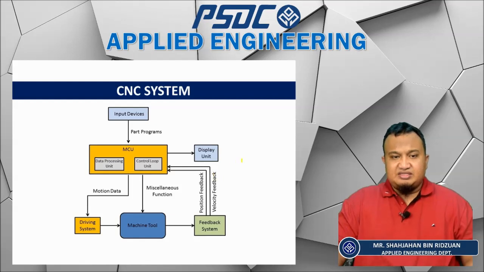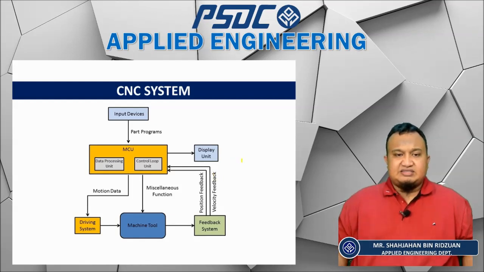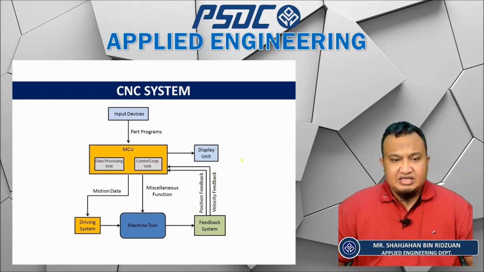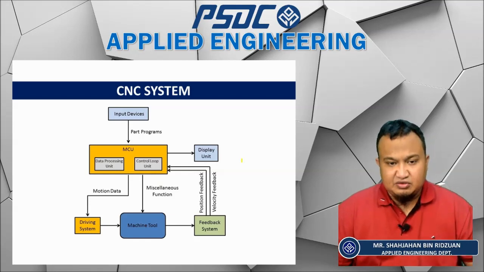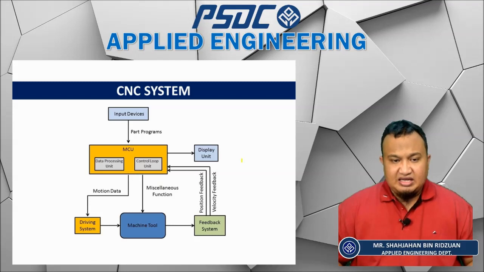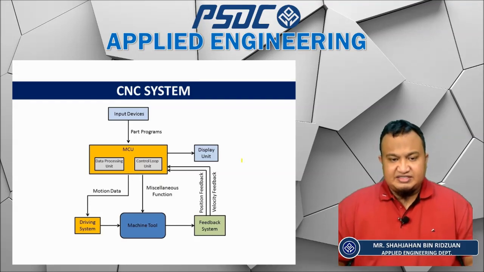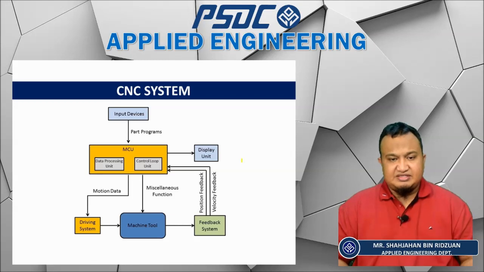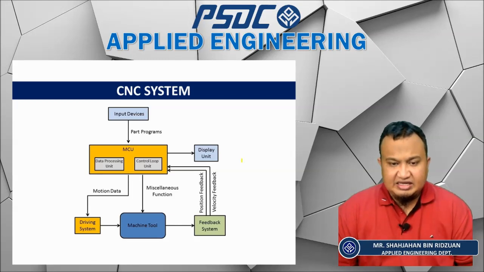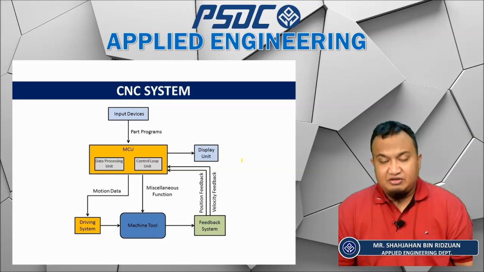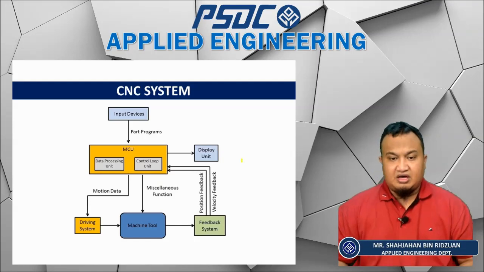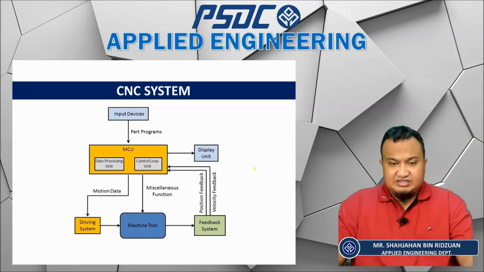Okay, so the CNC system starts with the input device, then comes to the MCU, the data processing unit and control loop unit, and then moves to the motion data, drive systems, machine tools, and miscellaneous functions, and sends to the feedback system, position or velocity feedback.